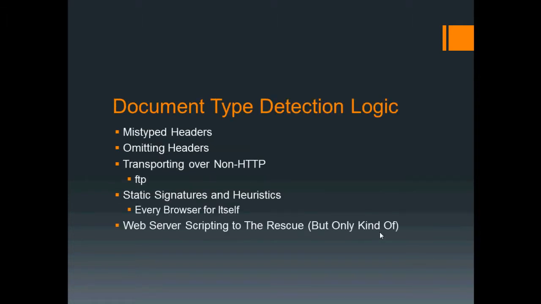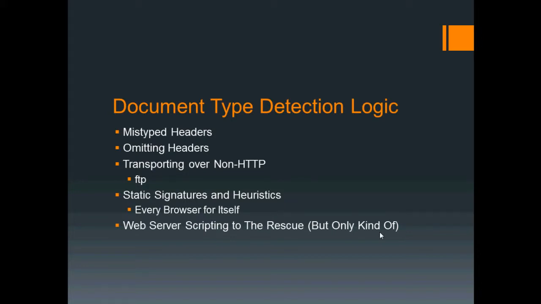So how does a browser detect what content it should be doing, and what reasons should it have now for doing it? The three reasons are either the developer mistyped the header and the content type, so what it's supposed to be, it totally got omitted, or it got transported over something that wasn't HTTP. So, for example, FTP would be one example of that. Other than those three things, it really shouldn't be content sniffing and trying to figure out what content it is.